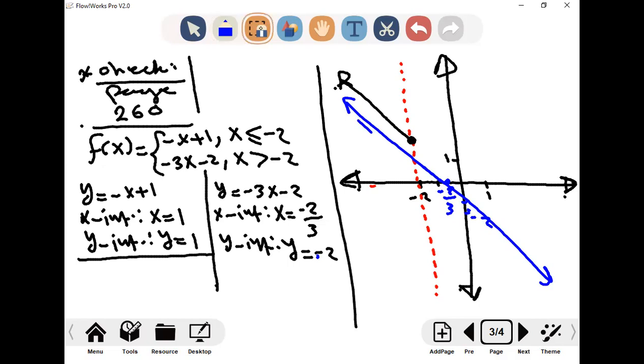So assume this is negative 2, okay? Right. Do we have an equal sign here? No. So what did we get? An open circle.